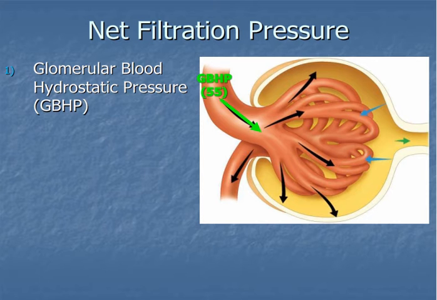Glomerular blood hydrostatic pressure is basically the pressure generated by the heart as it contracts. Now normally capillary beds don't tend to be very high in pressure, but the glomerulus is an exception. On average, the pressure within the afferent arteriole is going to be around 55 millimeters of mercury of pressure. And this pressure, again, comes from contraction of the heart.